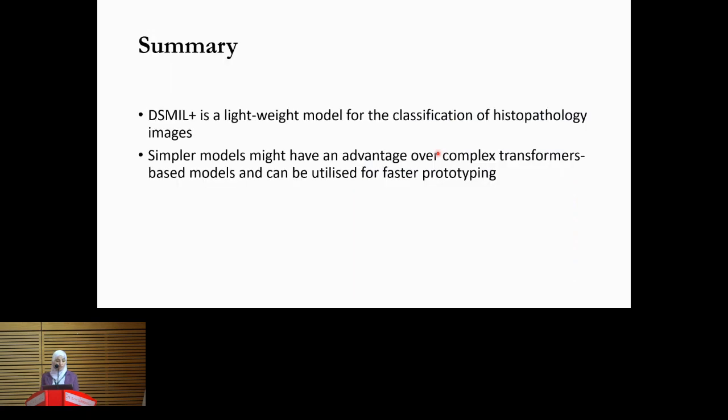So in summary, DSMIL plus is a lightweight model for classification of histopathology images, and we think it is a good way to prototype, or when we have limited data, to use these models and maybe combine them with more complex models.